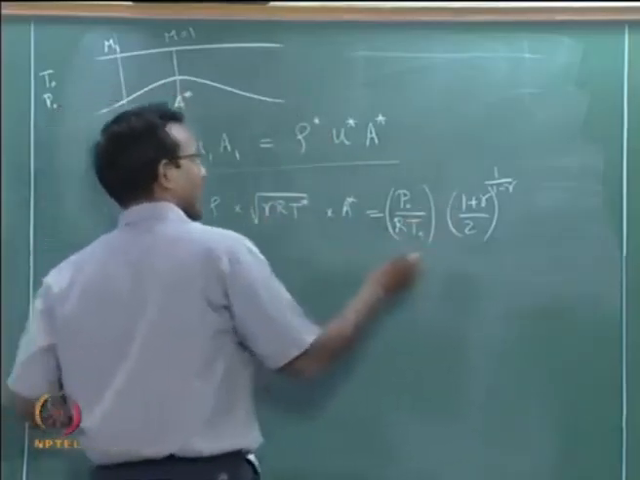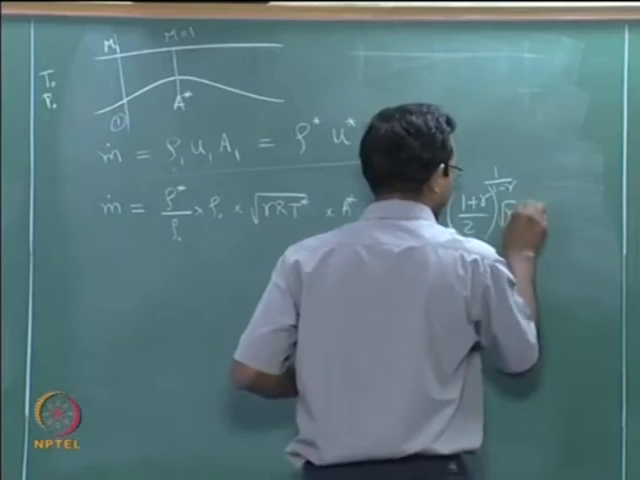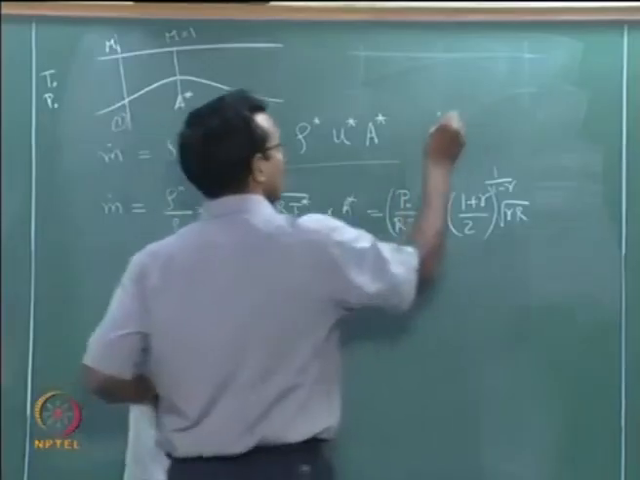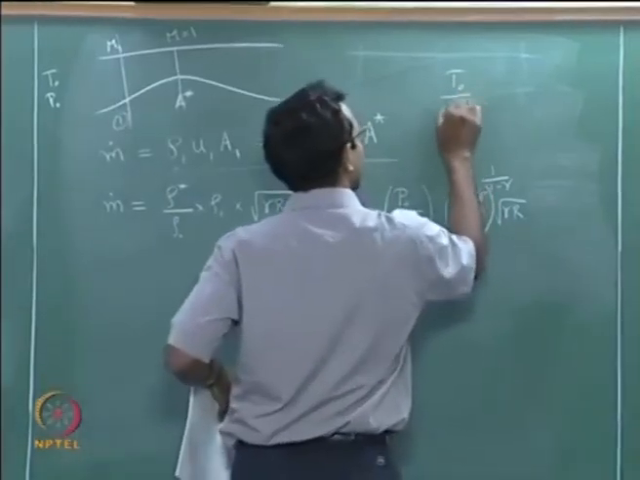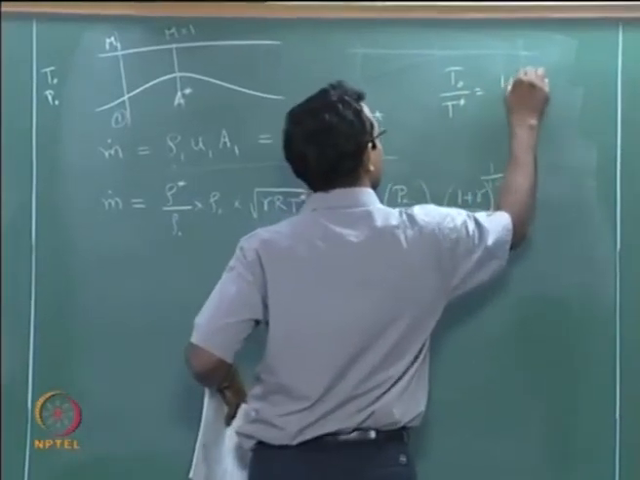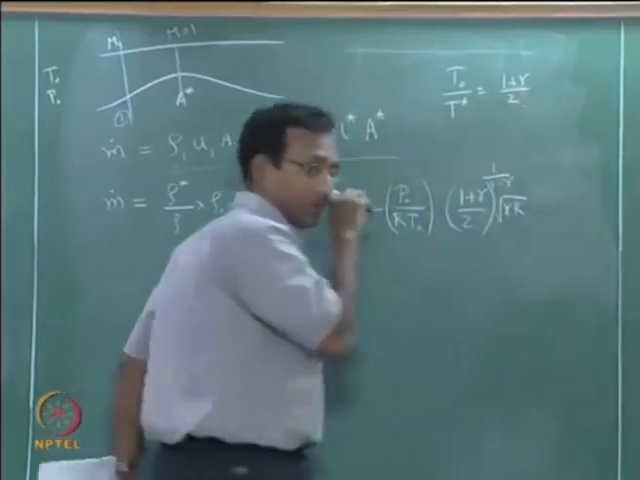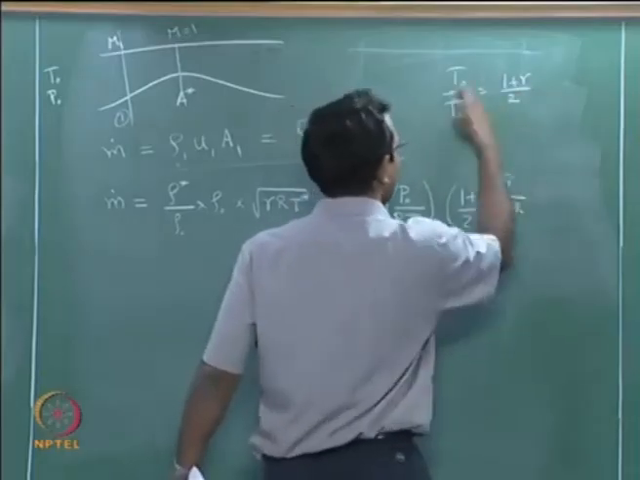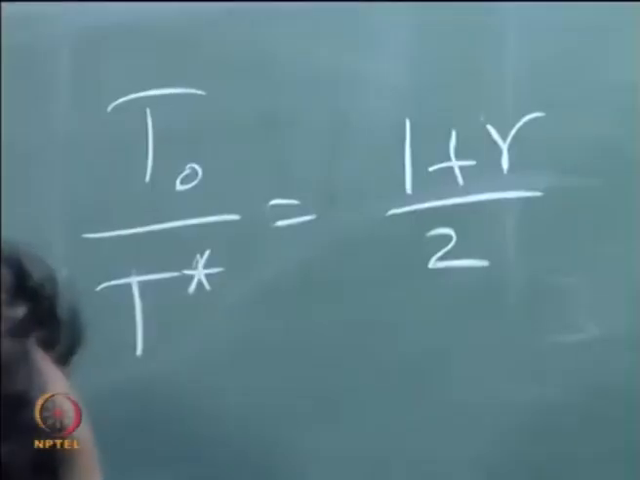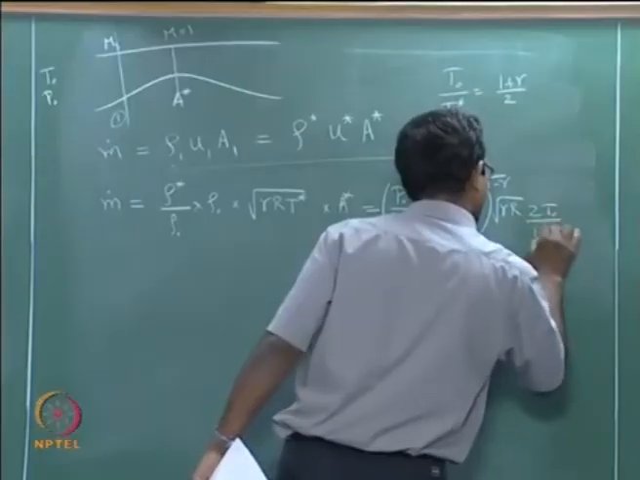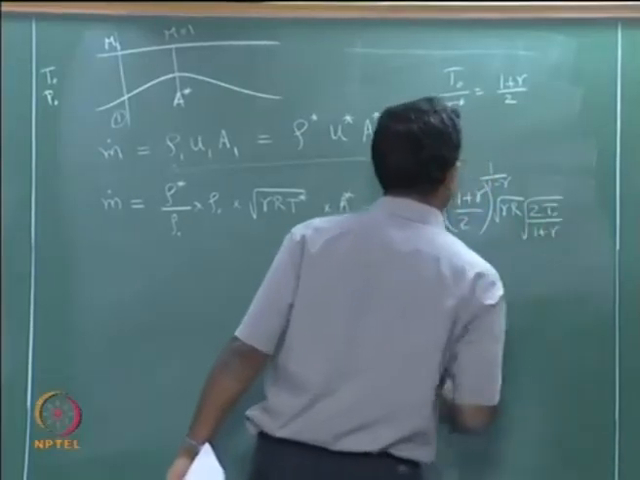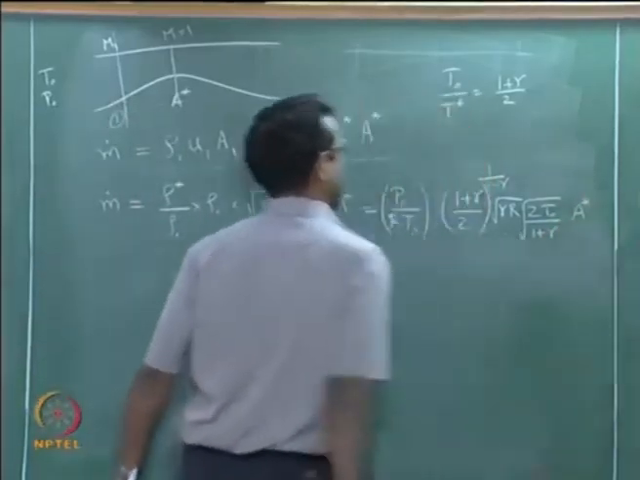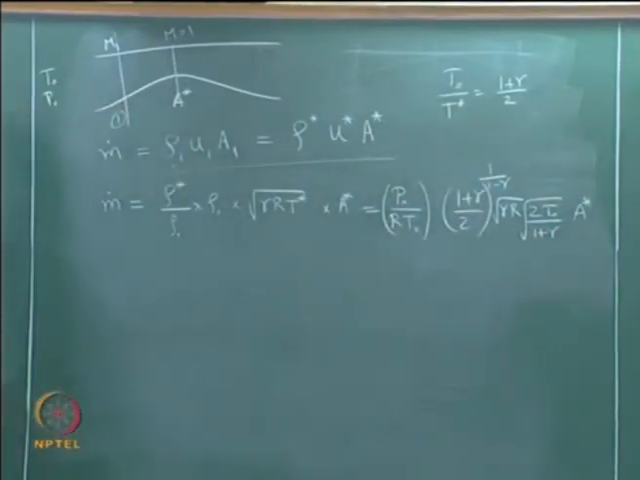Now, I have to do the square root of gamma R. I will keep that as is, square root of T star in terms of T naught. T naught by T star is equal to 1 plus gamma divided by 2. This we already wrote some time back. So, I want T star, that will come out to be 2 T naught by 1 plus gamma. Square root of that, multiplied by A star. This is the expression I have.